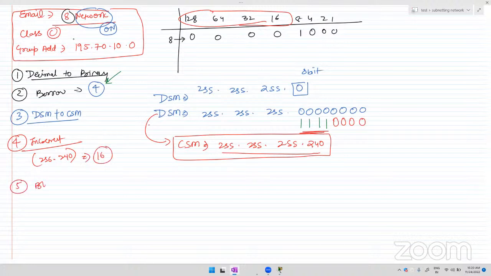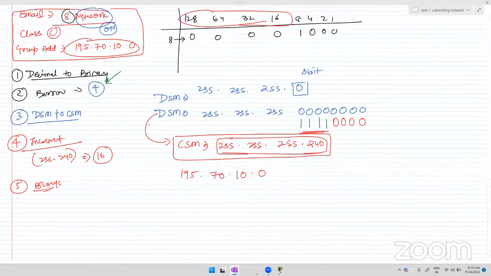Very good. Now the block. For the block, the network address is already provided, 195.70.10.0. Can you please verify in your subnet mask how many octets are full or free?